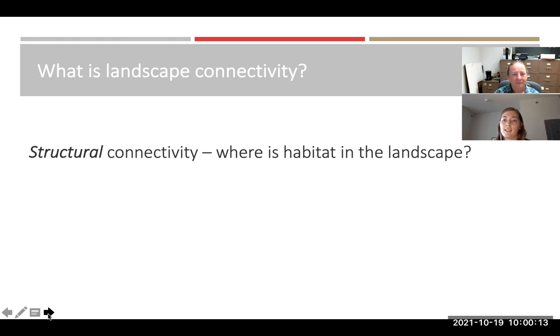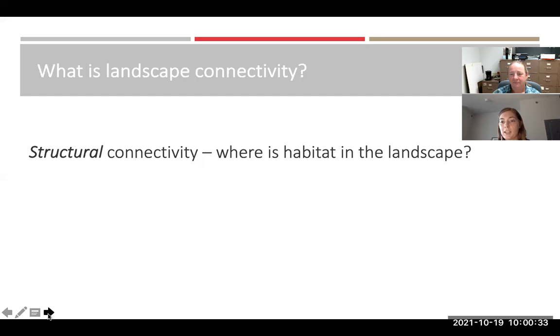So are there large contiguous patches of a land cover type that's important for a given species, or are there many small isolated patches of that land cover type? So basically it's talking about what's the spatial configuration of habitat in a given area. Is it structurally connected? Is it contiguous or isolated?